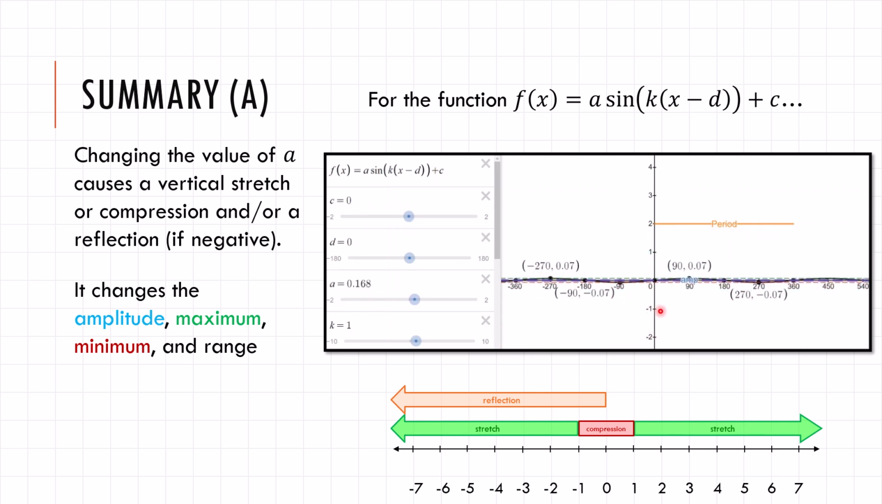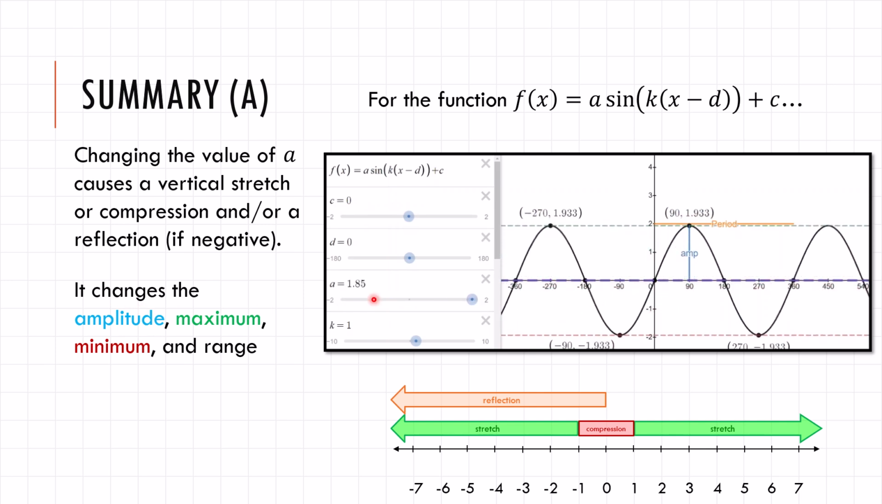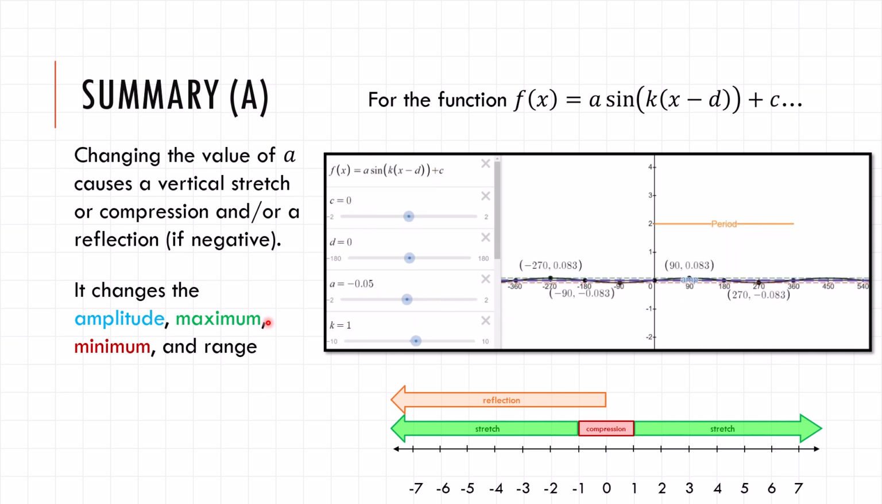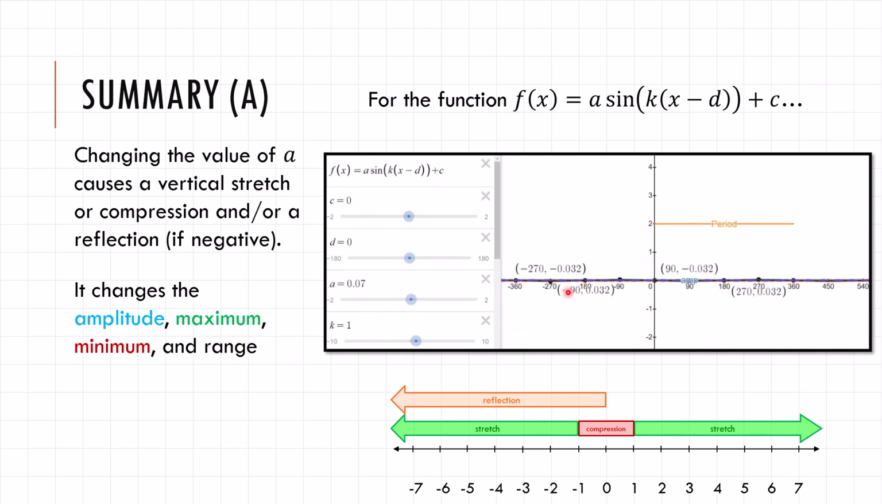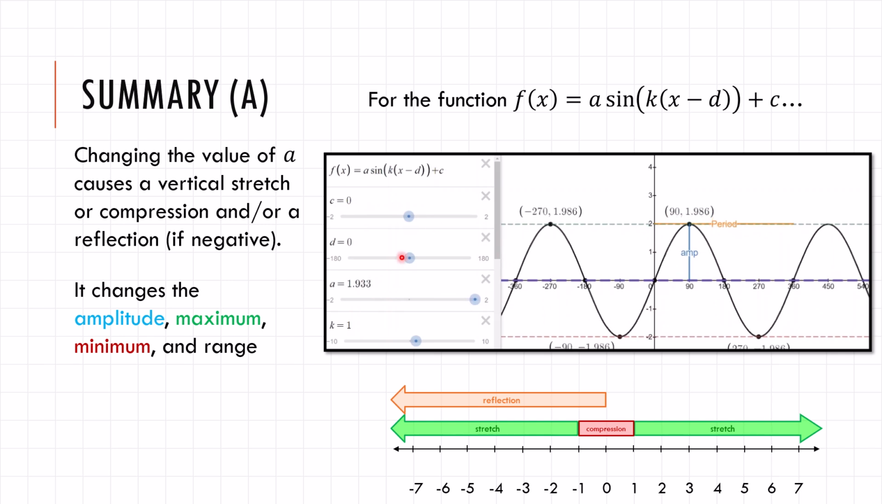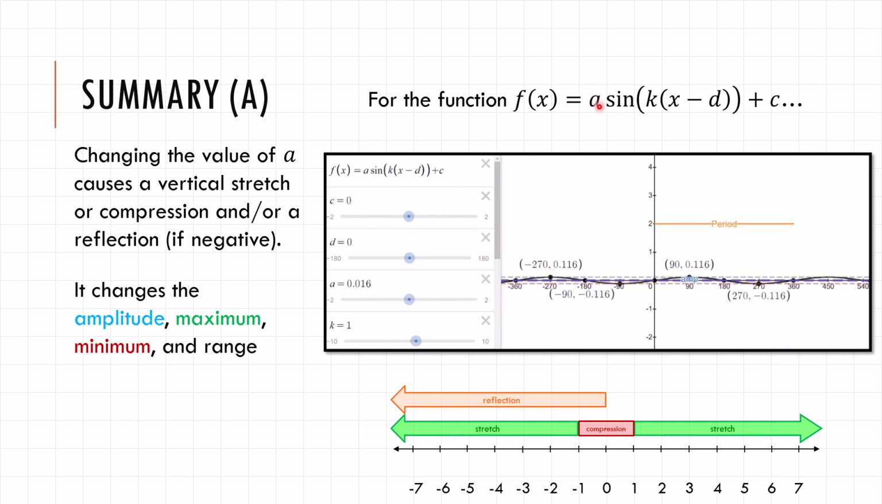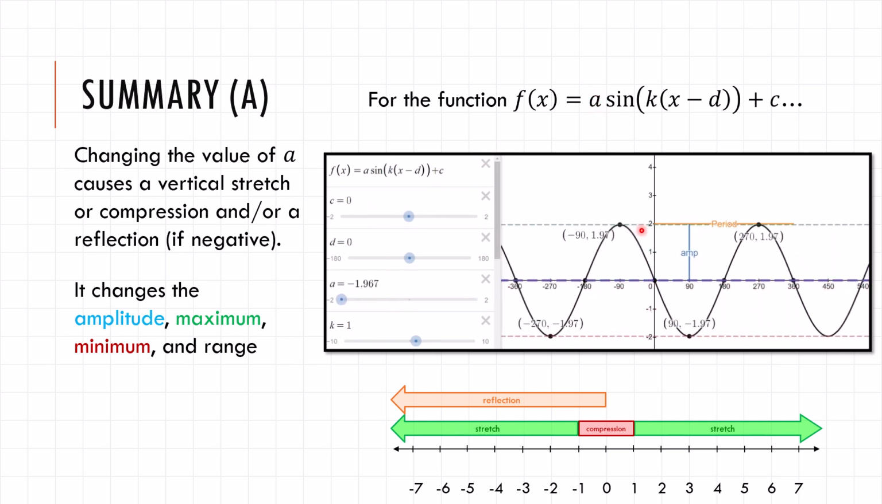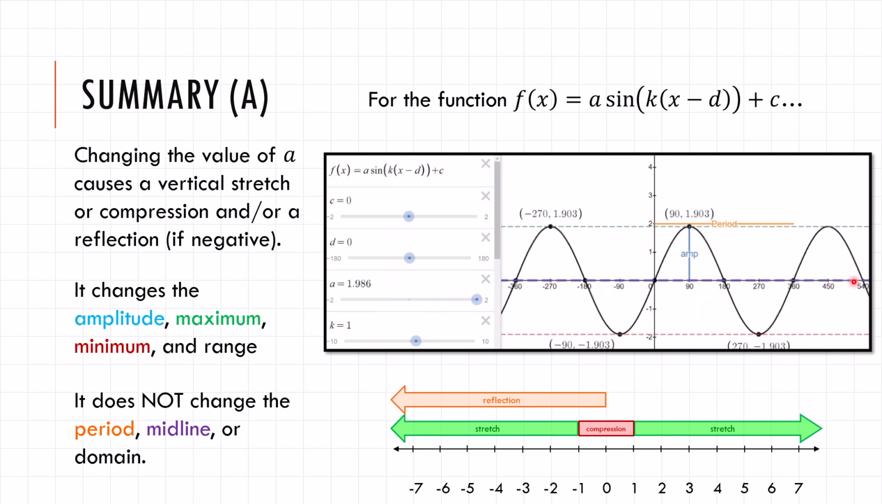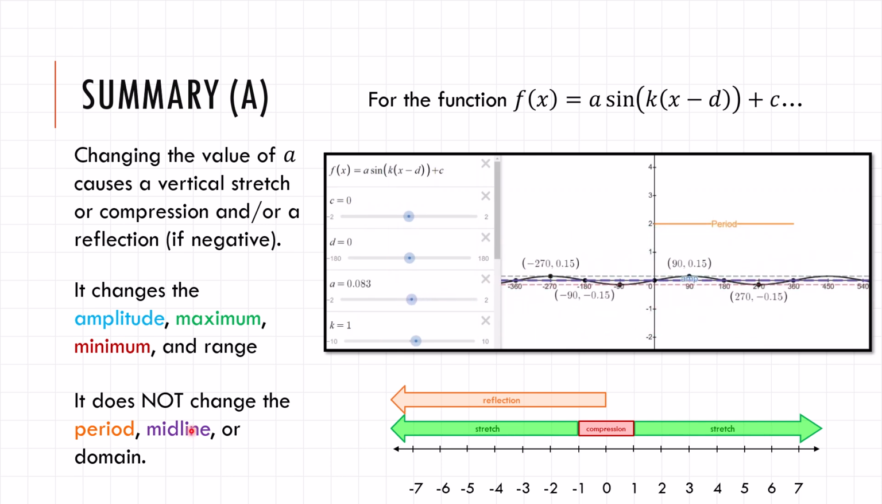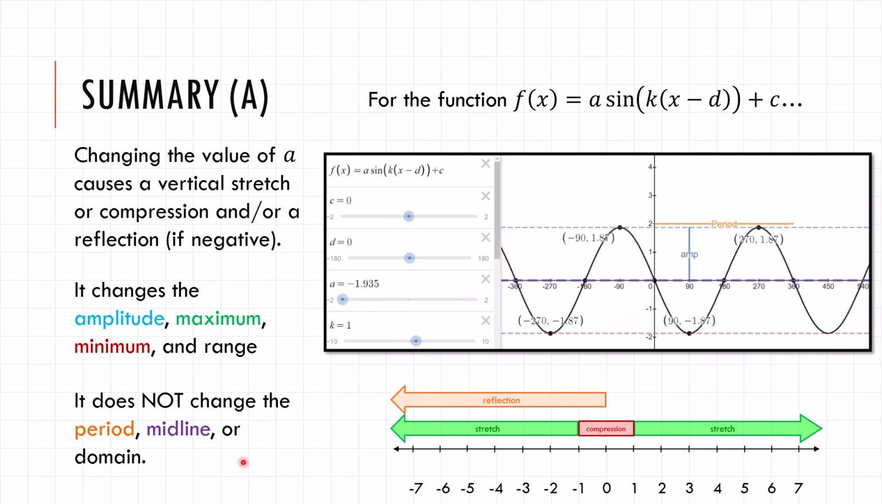So if the amplitude changes, well, the bottom and the top values aren't going to be the same either. And because the range is dependent on the maximum and the minimum, that will also change whenever you change the value of a. But notice what does not change. The period is still 360 degrees. The midline is still at y equals 0, and therefore the domain has not changed at all.